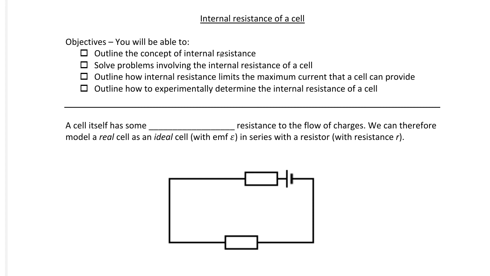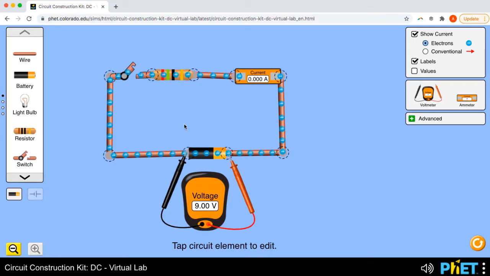This lesson's about the internal resistance of a cell, and here are your objectives. First, let's look at a simulation to get a sense of what we're talking about. This is a simulation from PhET.